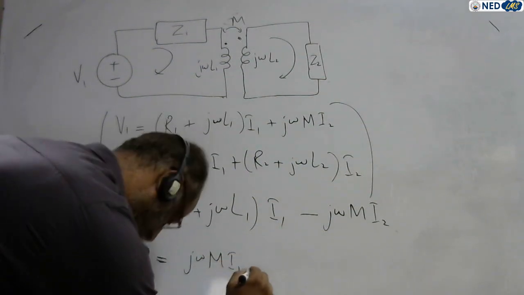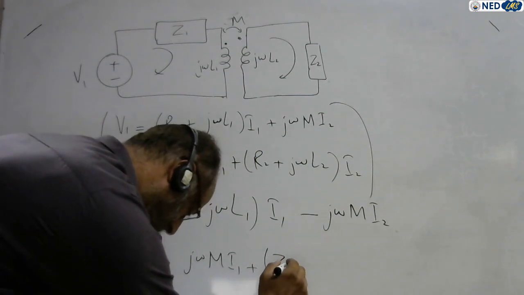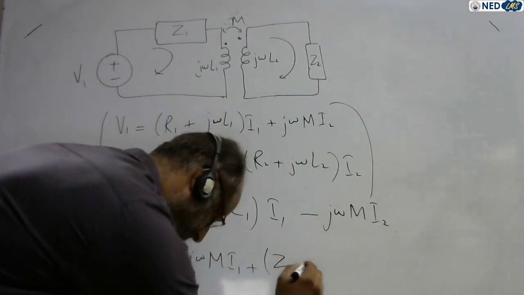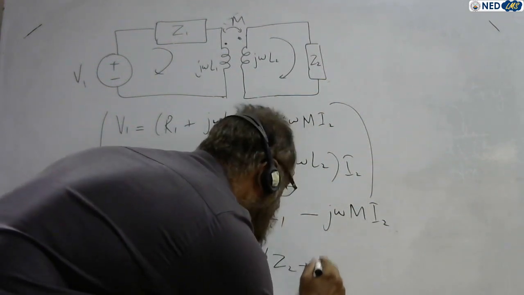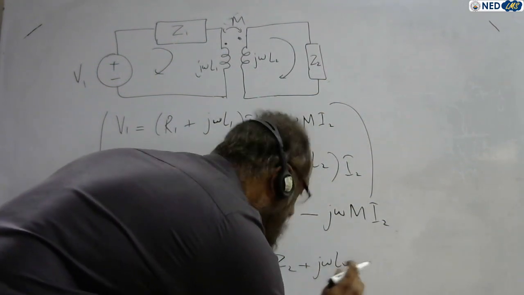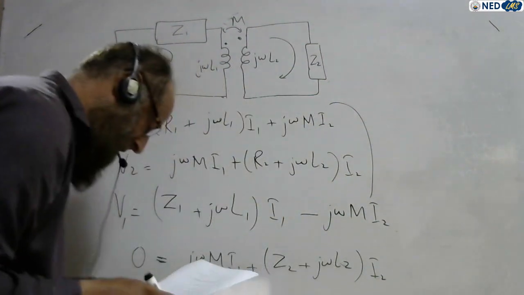J omega M times I1 plus, because in the secondary side we have an impedance, ZL or Z2 for example, and we have a self inductance that is J omega L2, multiplied by I2. This is the loop 2 equation.